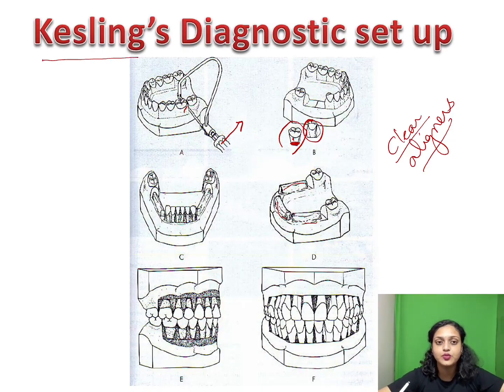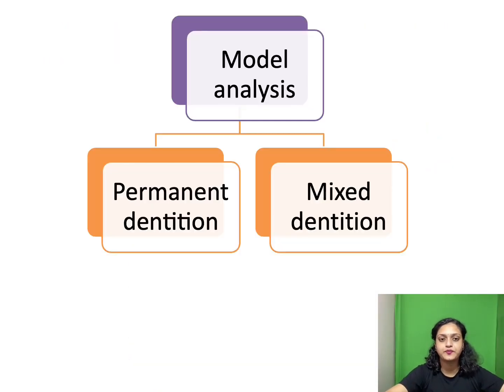They move the teeth 1 mm every visit and then make a thermoform tray. So clear aligners were initially based on Kesling's diagnostic setup. This was one question that was asked, so you can note it down.